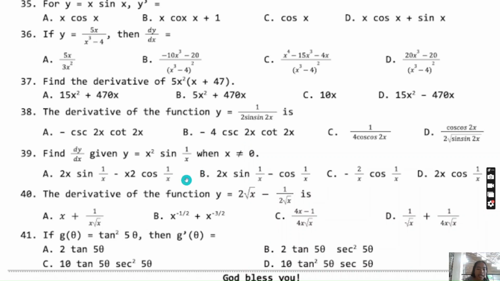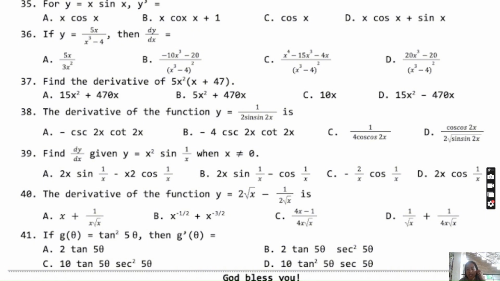So in number 39, find dy over dx given y is equal to x squared sine 1 over x when x is not equal to 0. So for 39, the answer should be letter A. When we find this derivative, we'll arrive at 2x sine 1 over x minus x squared cos 1 over x.